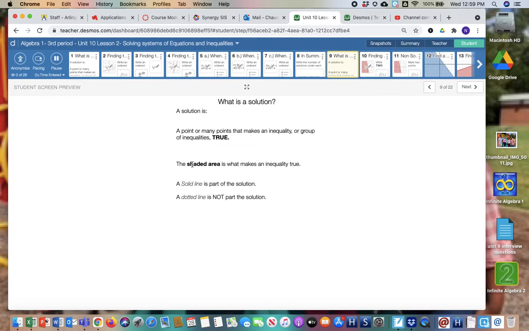So again, now as we shift gears, we're not going to just do a system of equations, we're also going to do a system of inequalities. All right, so let's go backwards to what is a solution. So solution is a point or many points that make an inequality or group of inequalities true. So now, with an inequality, if you remember when we graphed inequalities, we're going to have a whole shaded area. Everything in the shaded area makes the inequality true. Remember that a solid line is part of the solution. A dotted line is not part of the solution.